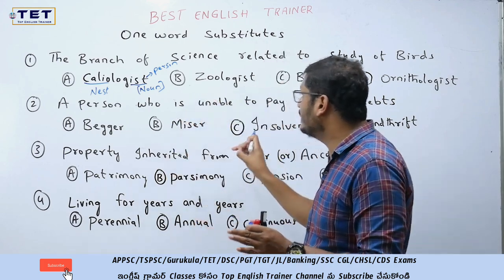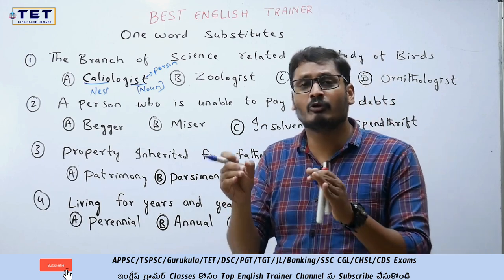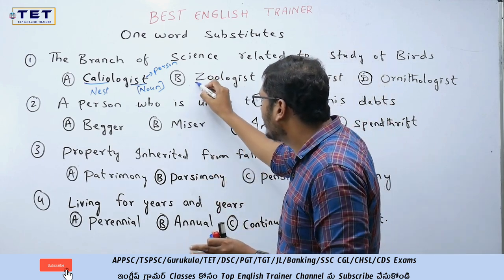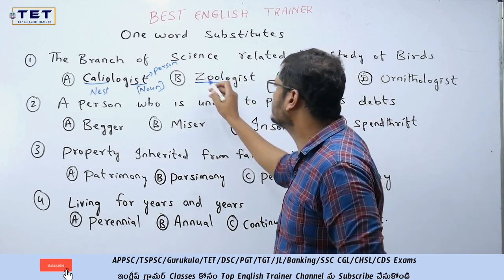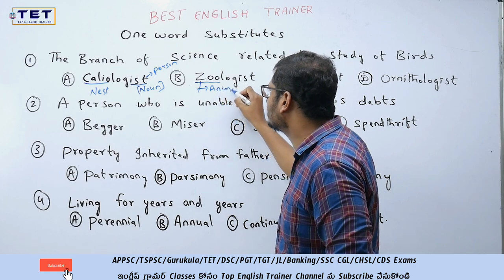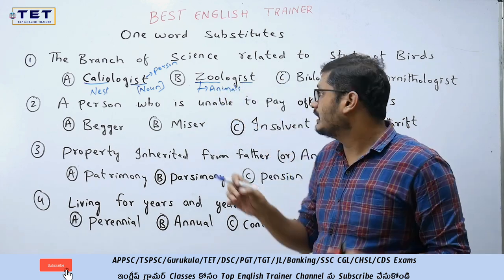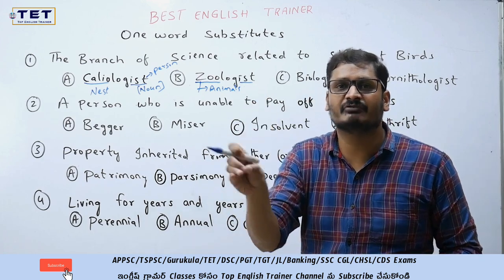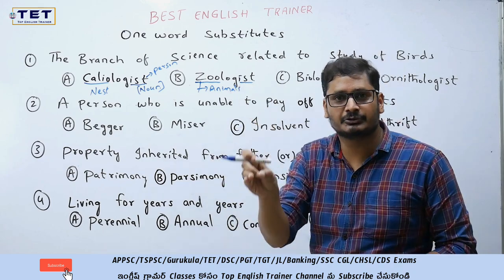Next we have option B. Option B is zoologist. Generally we go to a zoo. So what is a zoo? Zoo is a place where different animals are kept. Now zoo is nothing but animals. Now what is zoologist? I said altogether IST is a person, and zoologist is a person who is well versed with the study of animals. That's altogether a zoologist.